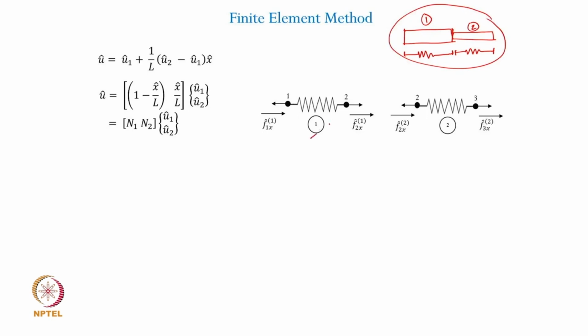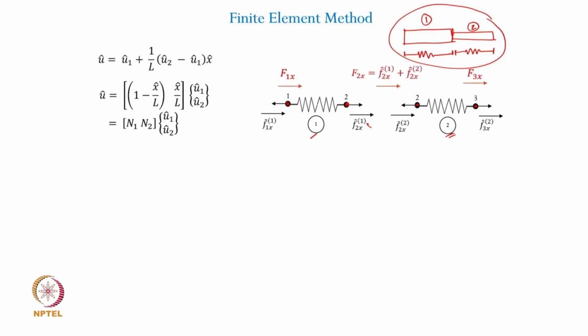So, this is your element number 1, this is your element number 2. Each of them have their own nodal displacements and nodal forces, F1x 1 indicating that it is pertaining to the first element, and F2x 2 and this F3x 2 is pertaining to the second element. And so, we can give node numbering here based on the local as well as global coordinate system. So, 1, 2 are the two node positions of element 1, whereas 2 and 3 are the node positions of the element number 2. Now, how do we join them together?